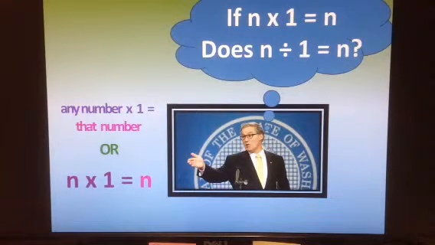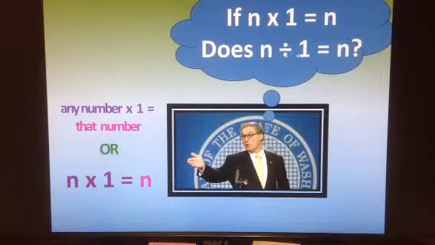Here's our governor, Jay Inslee. He says if n times 1 equals n, does n divided by 1 equal n? So think about what Jay Inslee's wondering. He's saying, we know that any number, say for example 5, times 1 is 5. If you have 5 of something and you only have one group of it, you have a total of 5 of that thing. But if you have 5 of something and you divide it by one person, only one person gets any of the 5. Does that person get 5 of it?